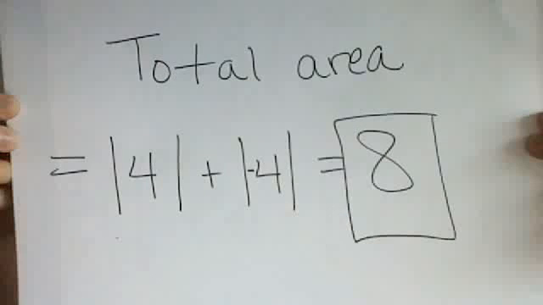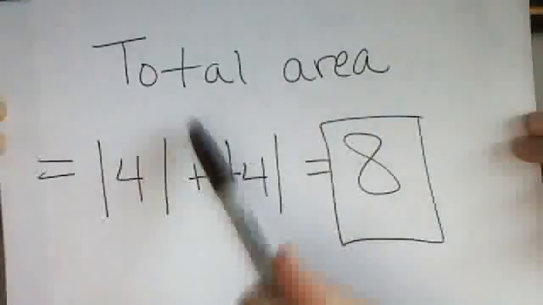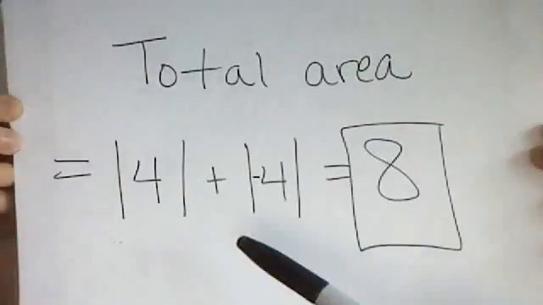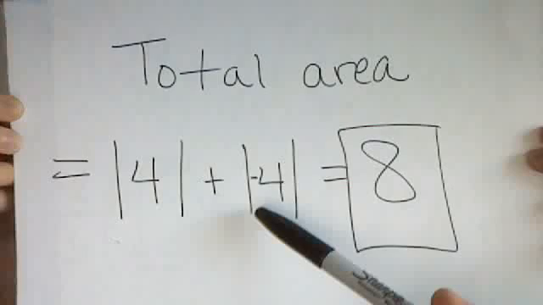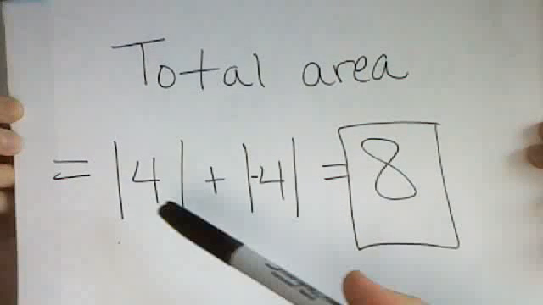And then the total area, remember, you have to take the absolute values of each because you want the total area. And if that was negative, it would turn out 0. So you add the two together and you get 8.